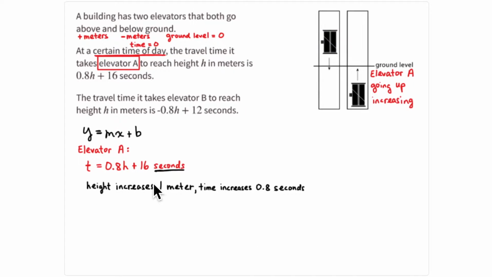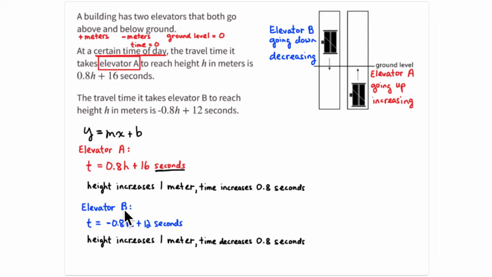But actually, let's go back for just a second. So this is elevator A. So elevator A is going up. The height is increasing over time. As time increases, actually as height increases, time increases. Now look what happens with elevator B because the expression is written in terms of height. So as the height increases 1 meter, so that's what this slope says. For every meter, time is going to decrease 8/10 of a second. Well, that means that time is going backwards.